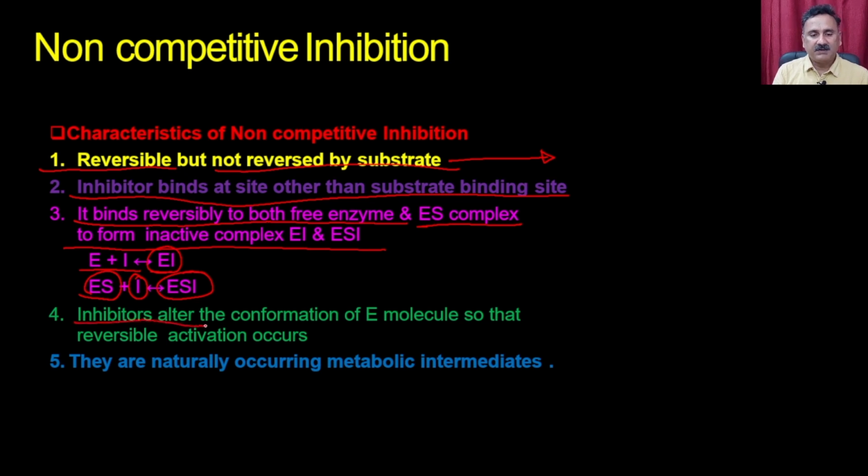How does the inhibitor actually function as an inhibitor? The inhibitor alters the conformation of the enzyme molecule so that the reversible inactivation occurs.